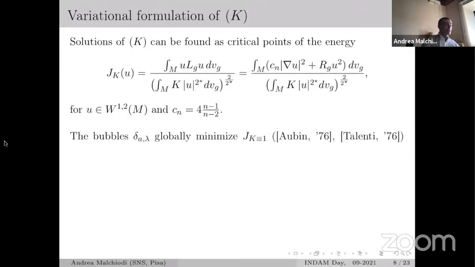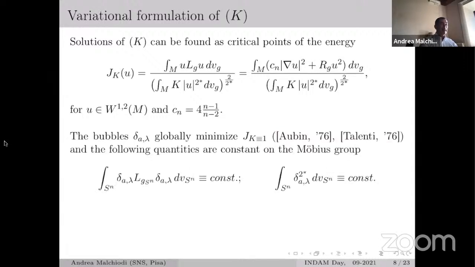Okay, so it turns out that when you are on the sphere, the bubble functions delta_{a,λ}, which I considered above, are global minimizers of the Sobolev quotient. This was proved independently by Aubin and Talenti. And there are some invariances. You can think of, in R^n, some invariance by translation and dilation. So this is kind of similar.